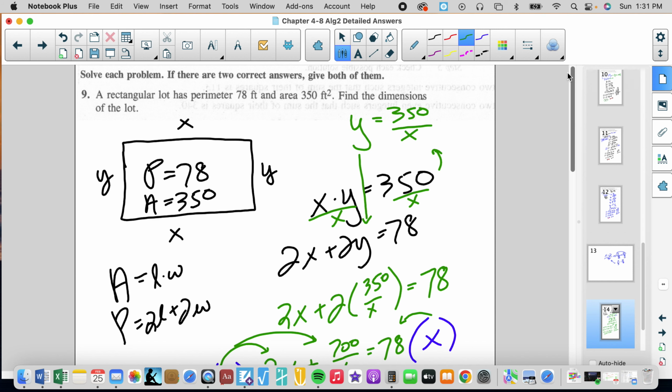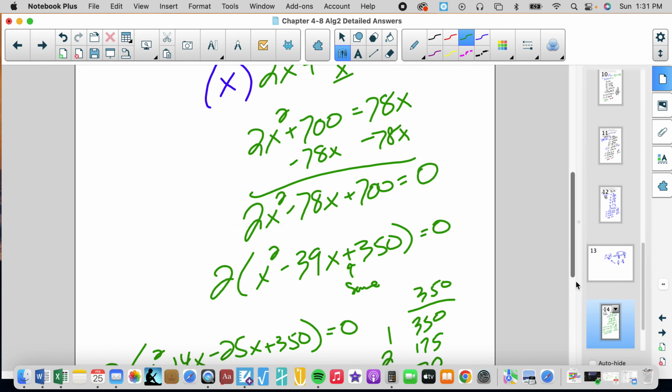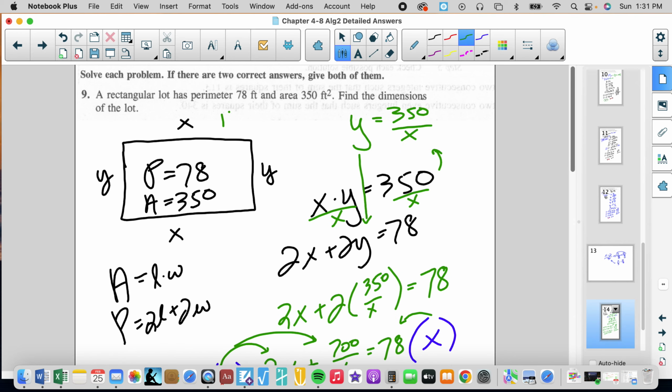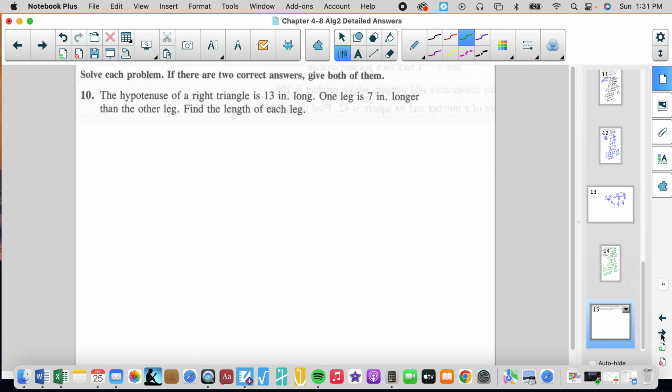Find the dimensions of the lot. It's in feet. So the dimensions of the lot are 14 feet by 25 feet is my answer. Cool. Yeah, that's a good one.